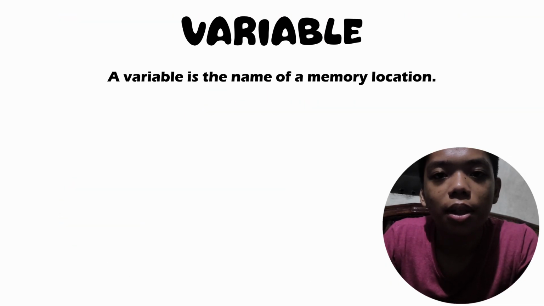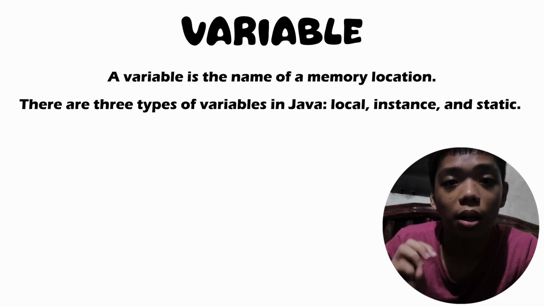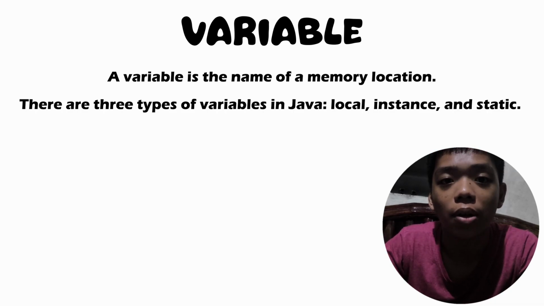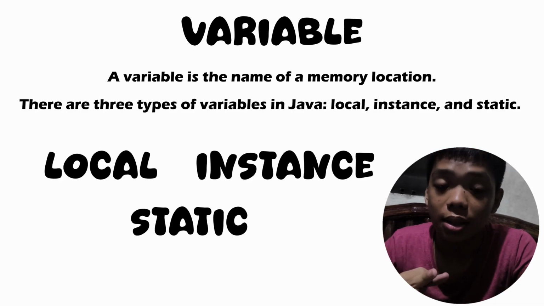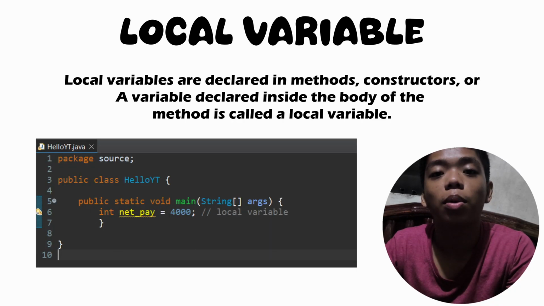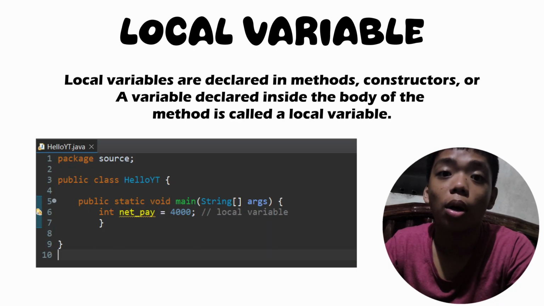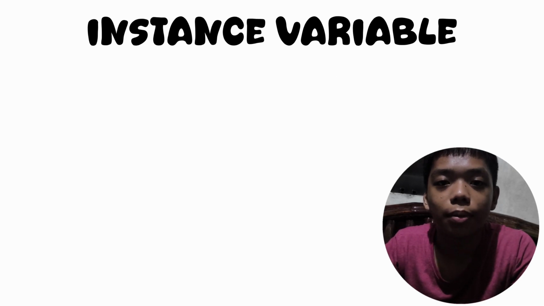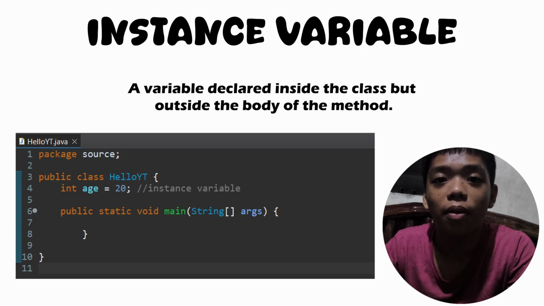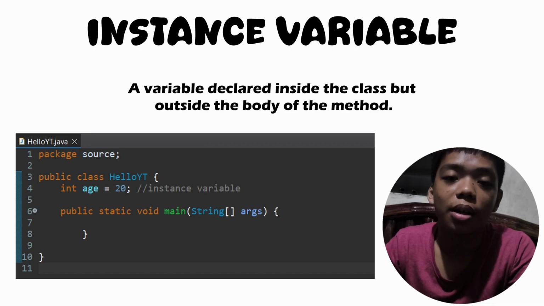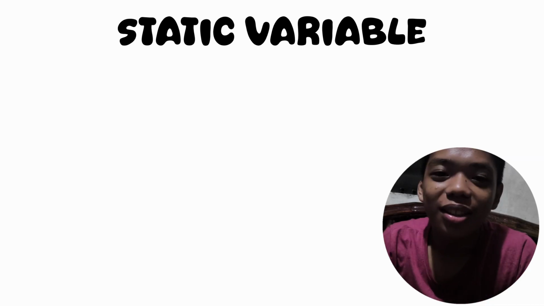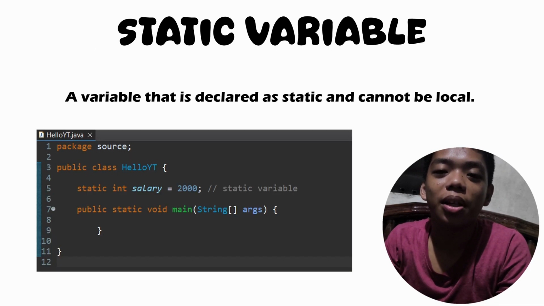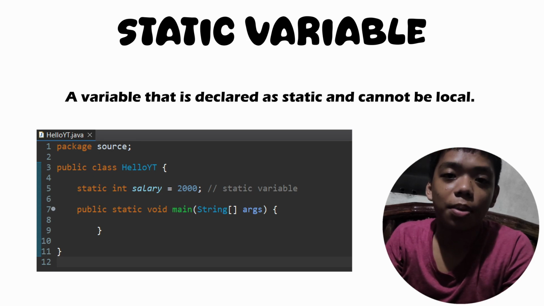A variable is the name of a memory location. There are three types of variable in Java: local, instance, and static. Local variables are declared in methods or constructors; a variable declared inside of a method is called a local variable. An instance variable is a variable declared inside of a class but not inside the body of a method. A static variable is a variable declared as static, but it cannot be local.